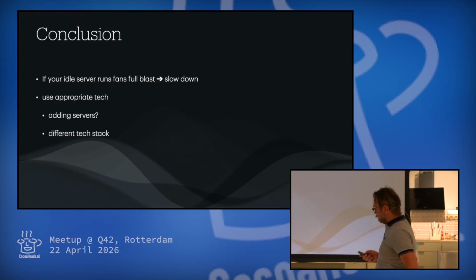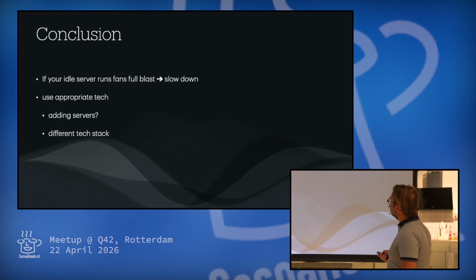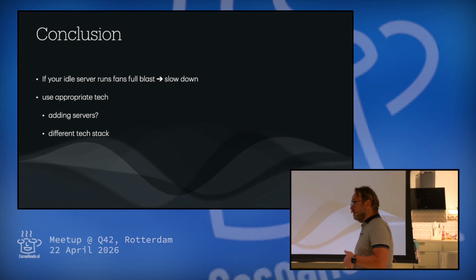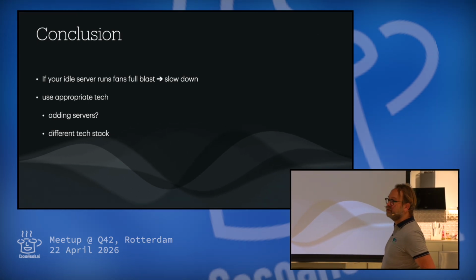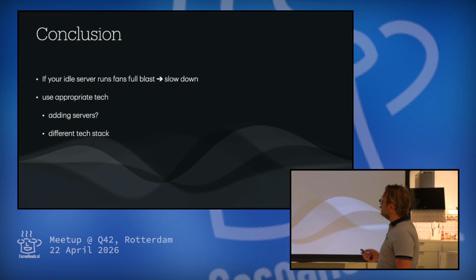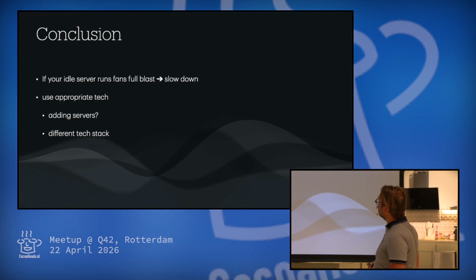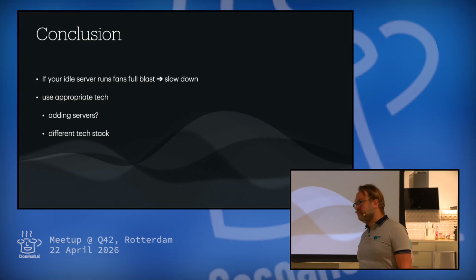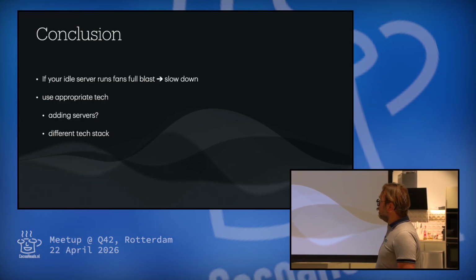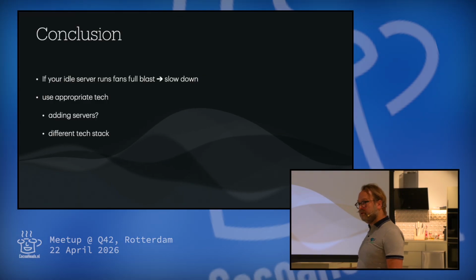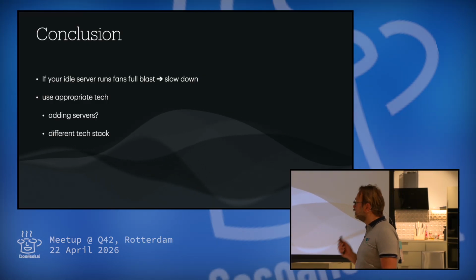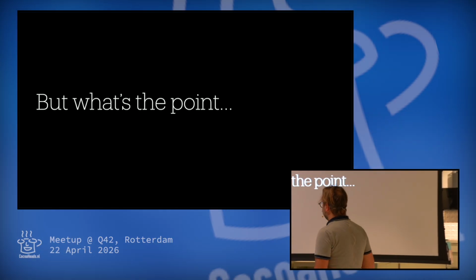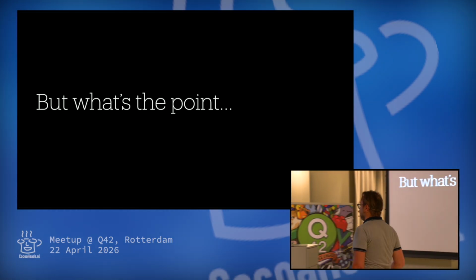So, conclusion. From the very beginning of the talk, if your idle server runs fans full blast, if you slow it down, you can already save maybe 50% of your power consumption, and thus the cost. And of course, use appropriate tech. You can add servers, or you can use a different tech stack. So you can have the same or even more application power with less electricity power. And then of course came the afterthought, what's the point?